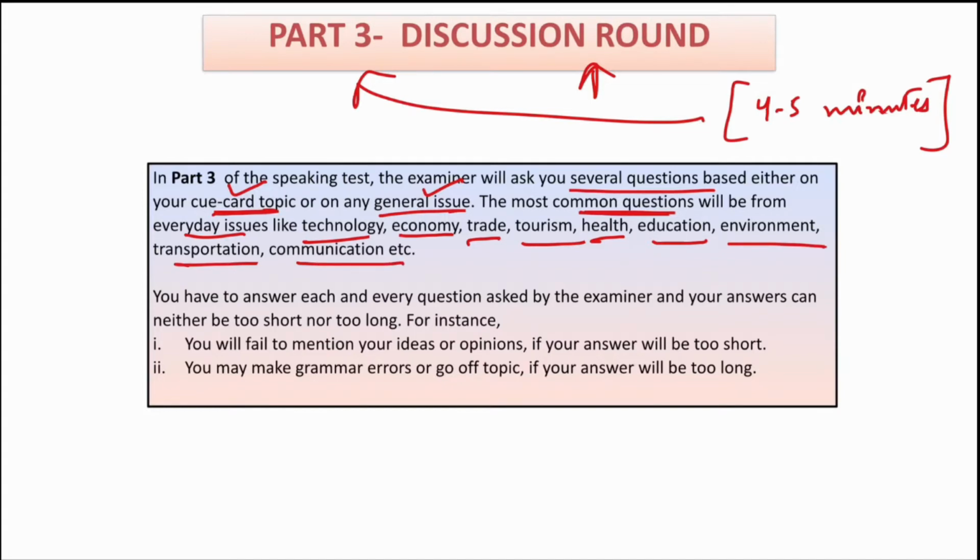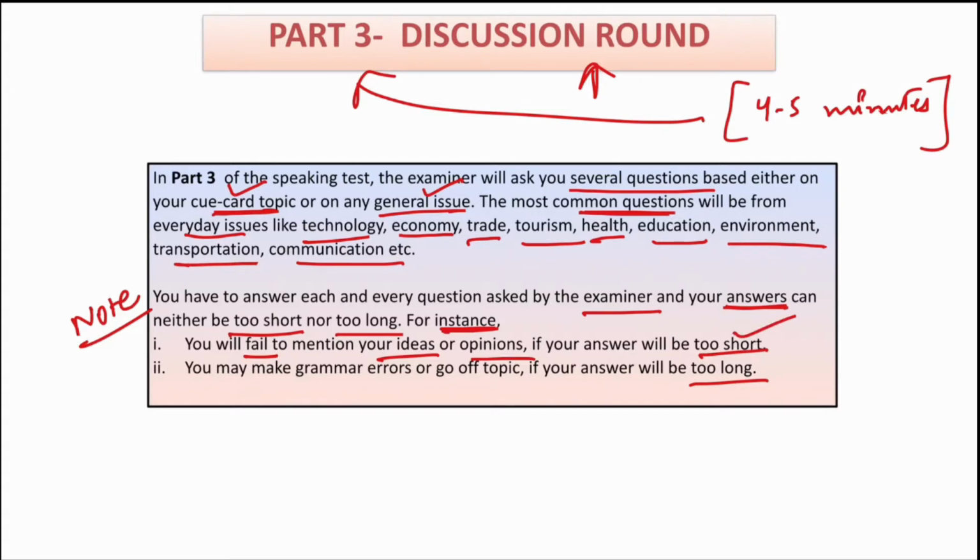Now, you need to note one thing: you have to answer each and every question asked by the examiner. You cannot stop or hesitate while speaking, because there will be a deduction of bands. And one thing more: your answers can be neither too short nor too long. Here I have given an example for too short and too long answers. You will fail to mention your ideas or opinion if your answer is too short.